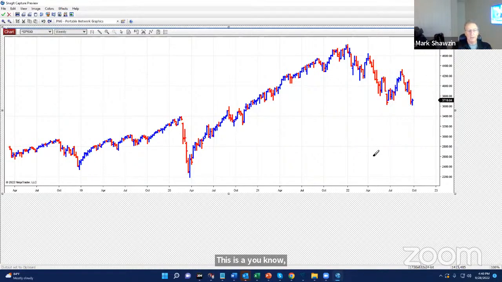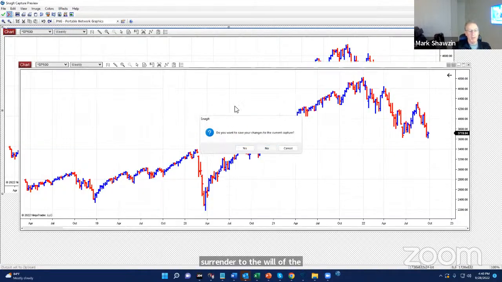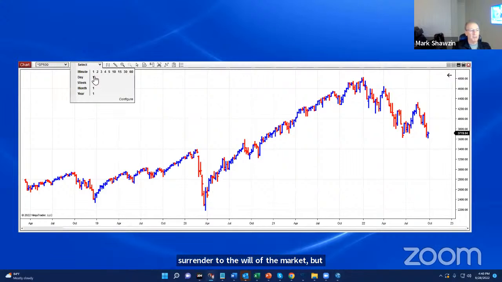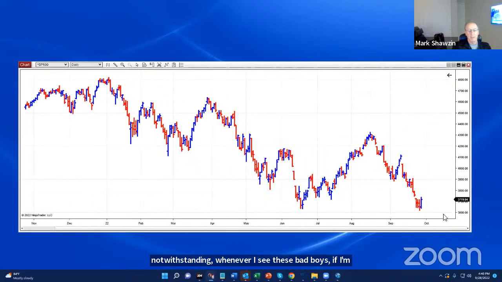I try and surrender to the will of the market. But notwithstanding, whenever I see these bad boys, if I'm short and I see a key reversal, I don't... this really isn't a key reversal per se. We didn't make a new low.